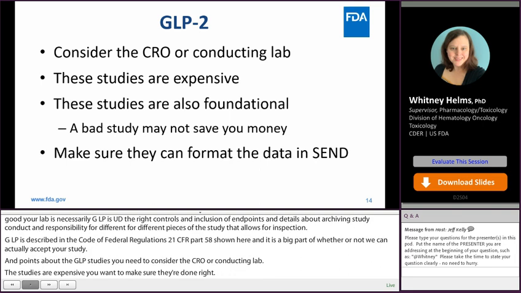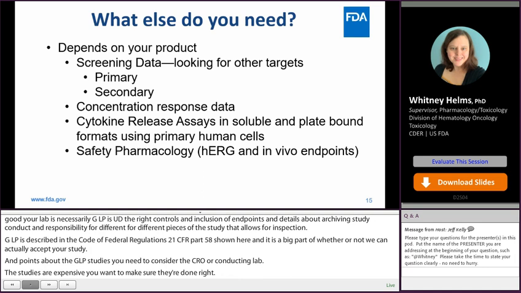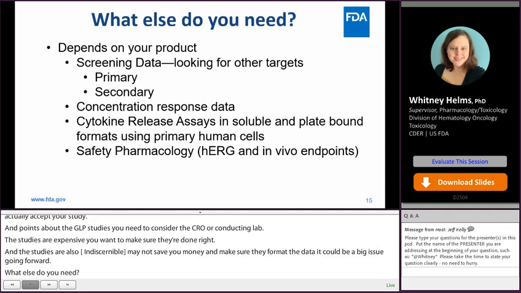So make sure that they can format the data and send it, because that's going to be a big issue going forward. So what else do you need? You have your pharmacology data, you have your toxicology data. Is that all? Do you need more?